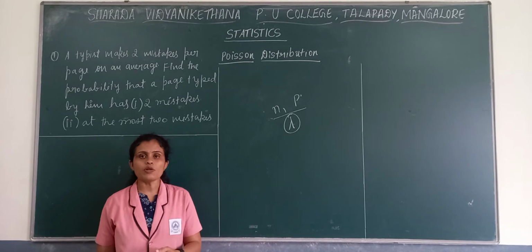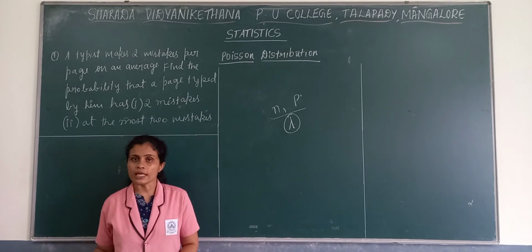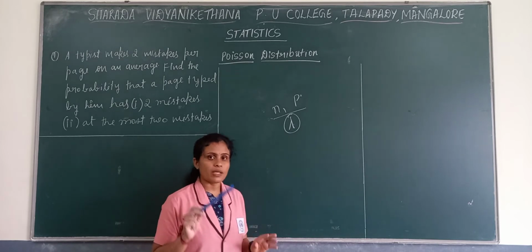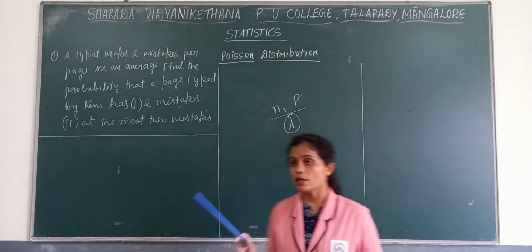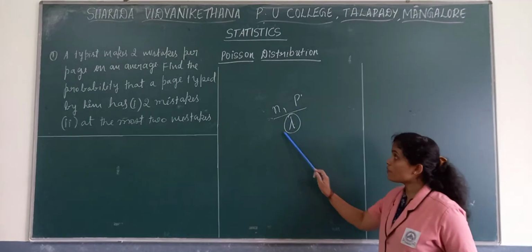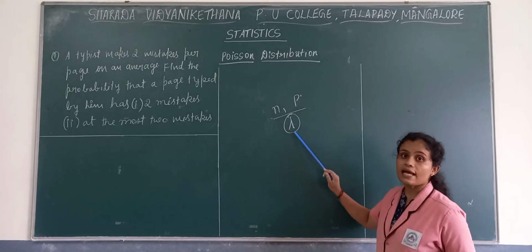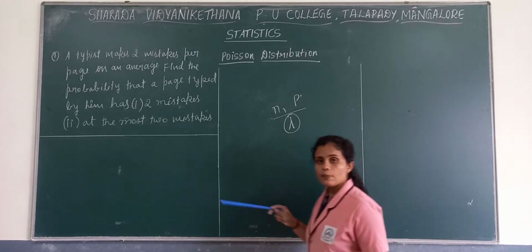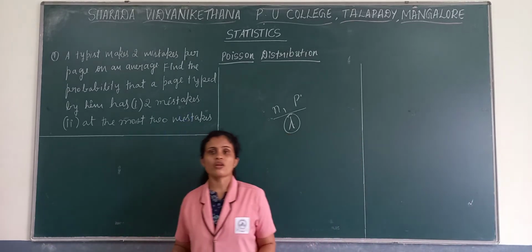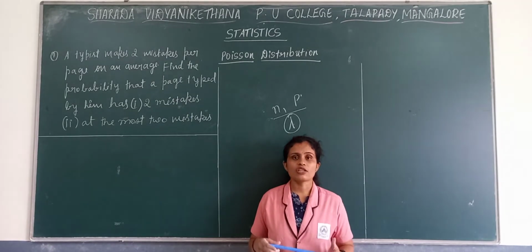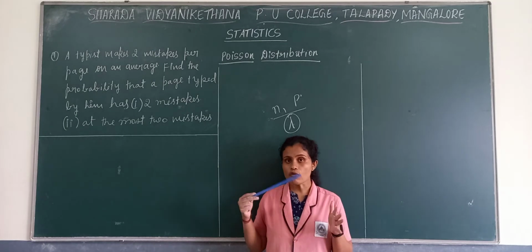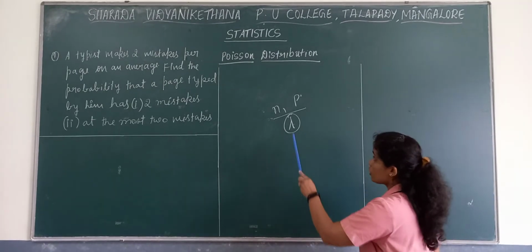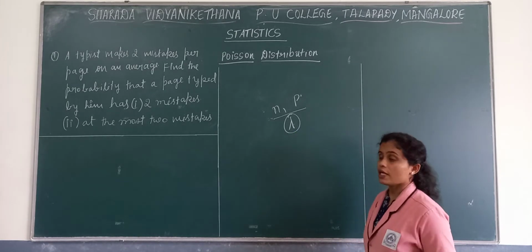If we are unable to solve it, then we solve under Poisson distribution. But in a Poisson distribution problem, they will have only one particular value, that is lambda. Usually when you read the problem, if it talks about mistakes or defects, such kind of problem you will get in case of Poisson distribution.